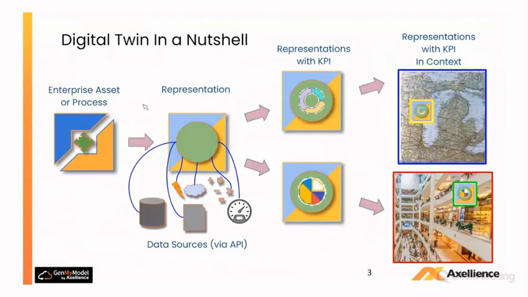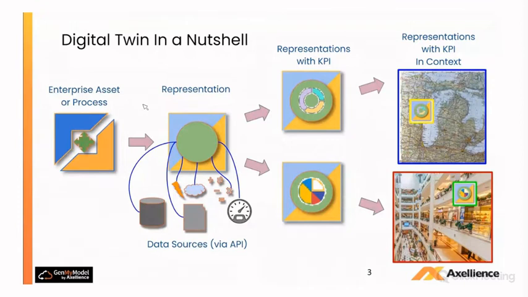So if I now quickly recap what we've seen, we have on the left-hand side an enterprise asset, an enterprise process that you need to monitor. Then, based on this asset or process, you can build a representation of it, equip it, enrich it with KPIs, and you build a representation and put these KPIs in context. So basically, these are the 4 or 5 simple steps you need to go through to build a digital twin, very generically speaking.